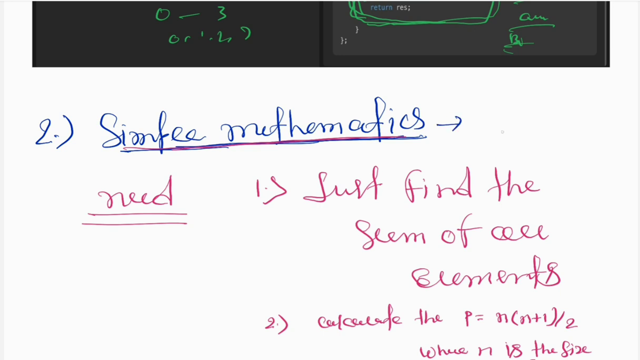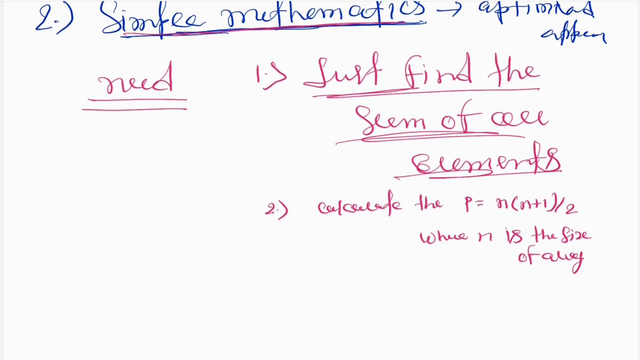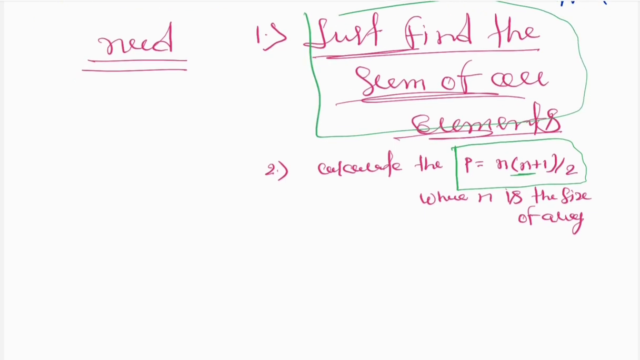So this simple mathematics is called the optimized approach. Okay, now let's understand. First, we need to find the sum of the elements in the array, and then we have to calculate this, which is the most important: n into n plus 1 by 2. What is n? n is the size of the array.